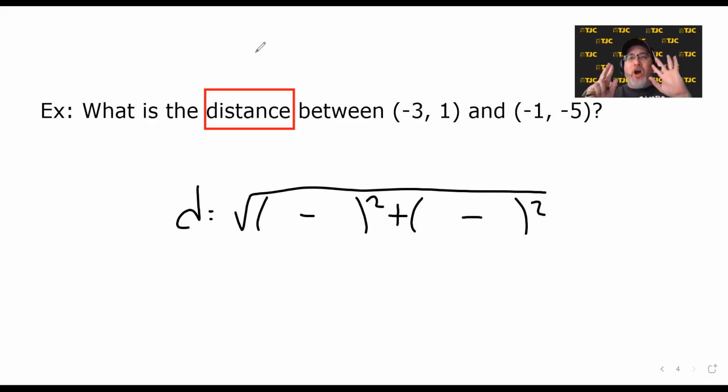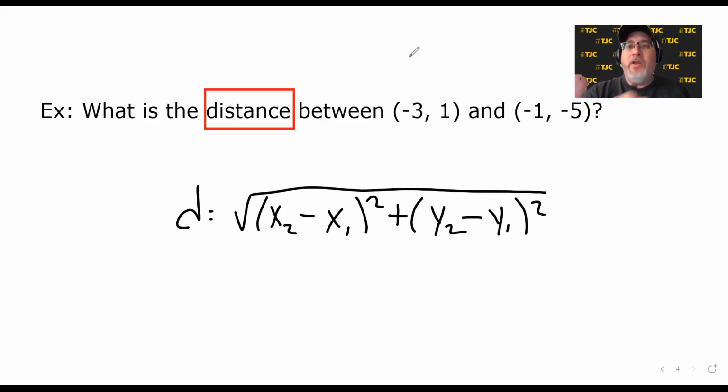The square root of the sum of the squares of the differences of corresponding coordinates. So in the first subtraction problem, x2 minus x1. In the second subtraction problem, y2 minus y1. And honestly, it doesn't matter which point you say is first or second, as long as you're consistent. All right, so how would I recommend pulling off this formula?